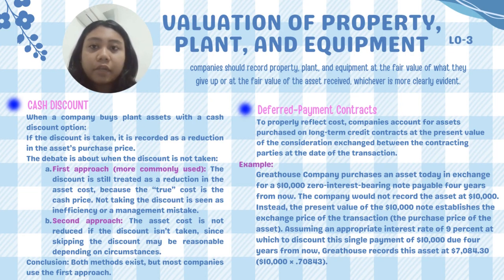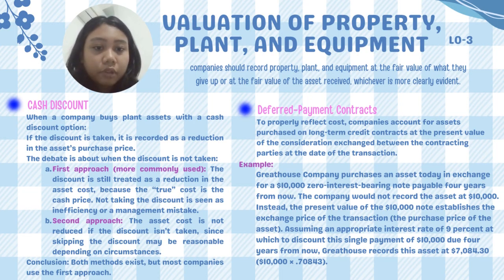And then the second one is deferred payment contracts. To properly reflect cost, companies account for assets purchased on long-term credit contracts at the present value of the consideration exchanged between the contracting parties at the date of the transaction. The example is Greenhouse Company purchased an asset today in exchange for a $10,000 zero interest bearing note payable 4 years from now.